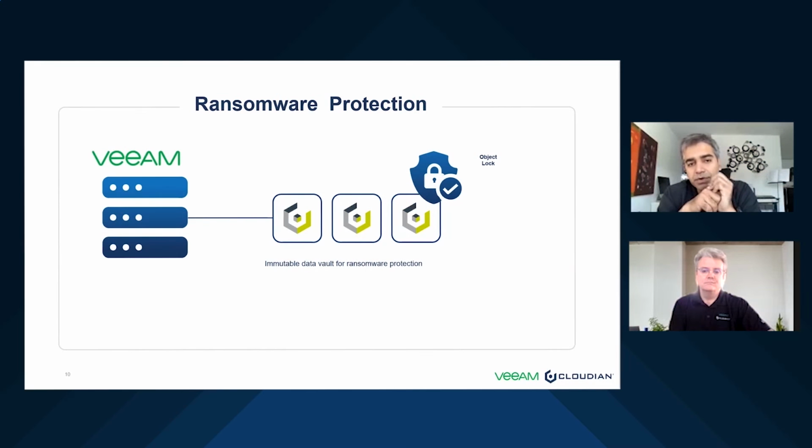Veeam and Cloudian have been working on a data immutability solution for almost 3 years now, and it's one of the most robust solutions there is today. When we talk about ransomware, it continues to be top of mind for most IT folks, CIOs, and what have you. And legacy solutions are not sufficient.